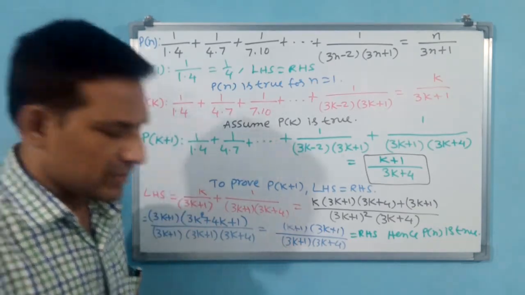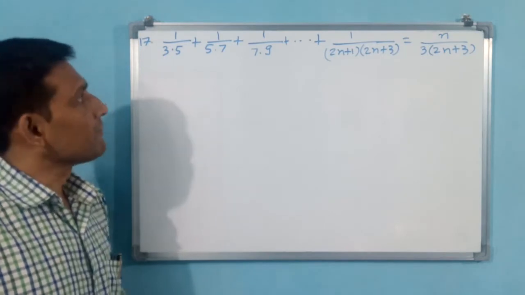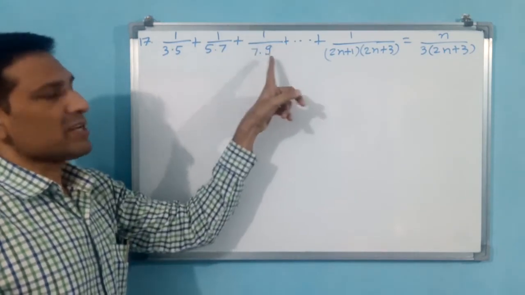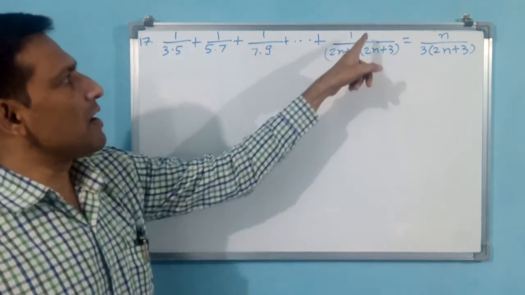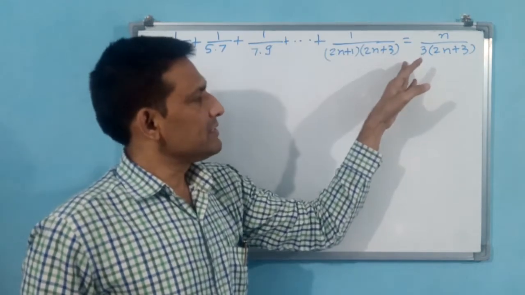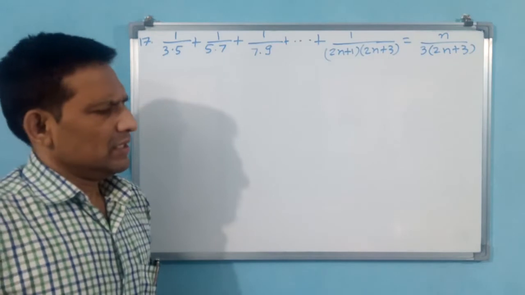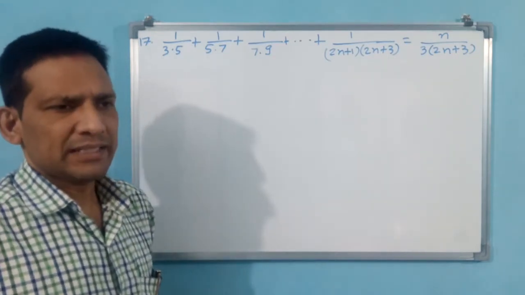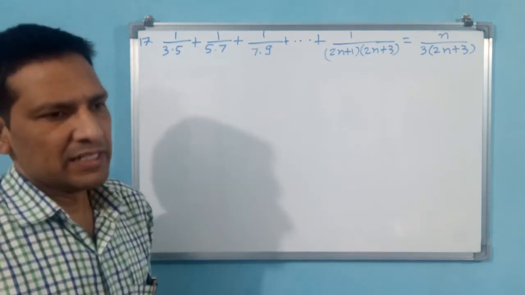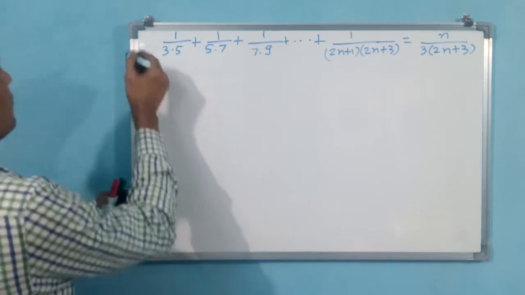That will be the last question for this class. See the 17th question. 1 by 3 into 5 plus 1 by 5 into 7 plus 1 by 7 into 9, and this goes up to 1 by 2n plus 1 into 2n plus 3, is equal to n by 3 into 2n plus 3. This you have to prove by the principle of mathematical induction, n belongs to capital N, natural numbers. They have given the first condition, so it is over. The second condition I am changing this as Pn. The second condition is also over.